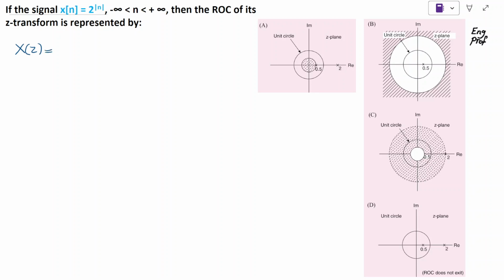X of z equals the z transform, sigma from n equals negative infinity to positive infinity, x of n, which is 2 to the absolute value of n, times z to the negative n. That's the default definition of the z transform.